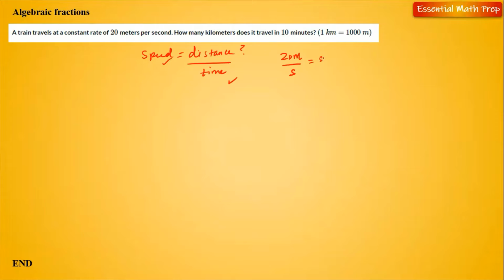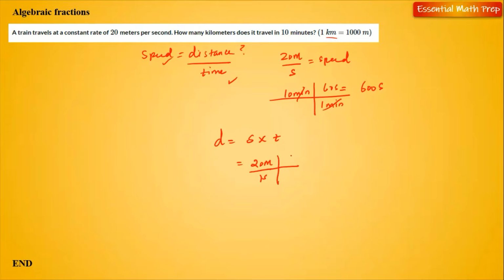So this is my speed. Time is 10 minutes, right? A minute contains 60 seconds, so that means it's 600 seconds. What is also important to know is the final answer has to be in kilometers, which we'll get to as we get to it. So distance would be speed times time. So it'll be 20 meters over 1 second times 600 seconds. We now have our answer in meters, but we want our answer in kilometers.